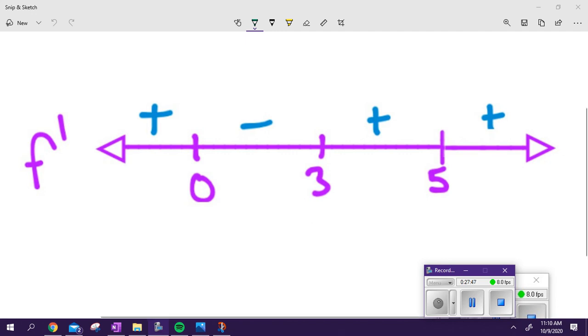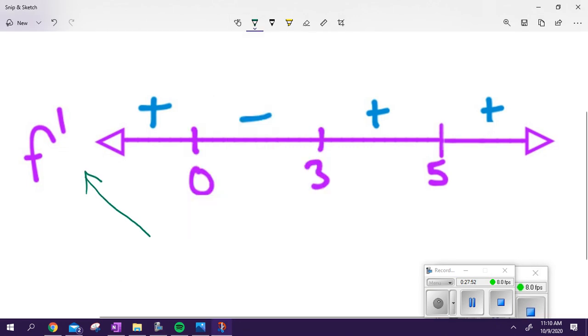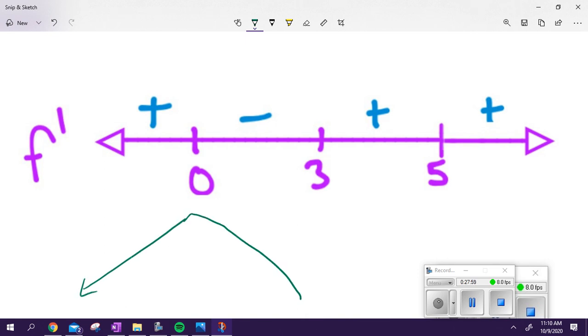Are there any endpoints on this graph? No, there's not. So it's going to start up here. It's going to come down. Oh, just playing. Don't listen to me. It's going to go up because F prime is positive. Then it's going to go down. And then it's going to go up. And then it's going to go up some more. And it's going to keep going.